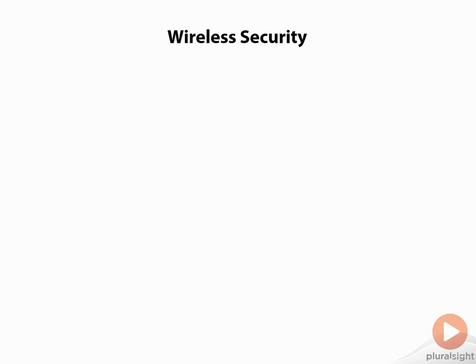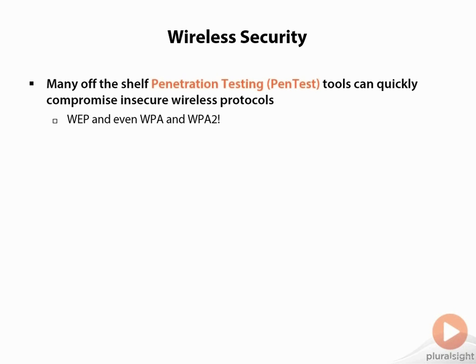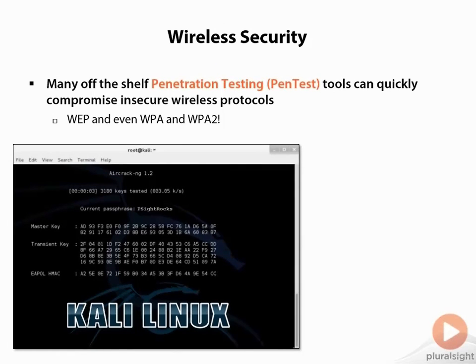Okay, now as I mentioned, there are a number of off-the-shelf penetration testing or PenTest tools that can quickly compromise insecure wireless protocols. We're talking about WEP and even WPA and WPA2. All right, so even WPA2, which is the most secure, quote unquote, can be compromised. There's some tools. Kali Linux is one, or it used to be called Backtrack. If you're familiar, there's some off-the-shelf scripts that can do packet injections and things that allow them to very quickly break those types of encryption protocols.